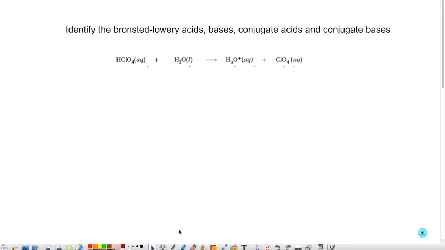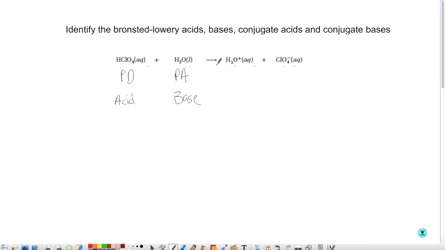So when I look at this, okay, what's happening is that this perchloric acid is donating a proton, so it's a proton donor, to water, which is accepting that to become hydronium, and that leaves perchlorate ion, which means that this is our acid, and this is our base.